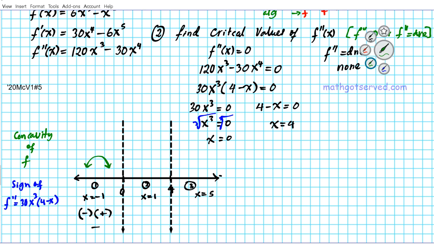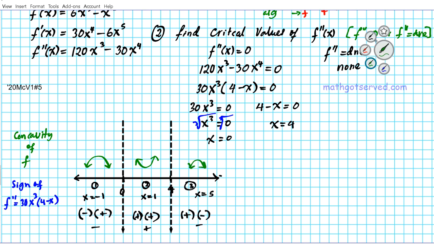All right, let's move to interval 2, x equals 1. When you plug 1 in here, 30x to the third is going to be positive. When you plug 1 in here, 4 minus 1 is 3, which is positive. So your sign is positive. F is going to be concave up because f double prime is positive. And then lastly, for 5, plug in 5 here, it is going to be positive. 4 minus 5 is negative 1, so it's negative. Plus times minus is minus, so f is going to be concave down.